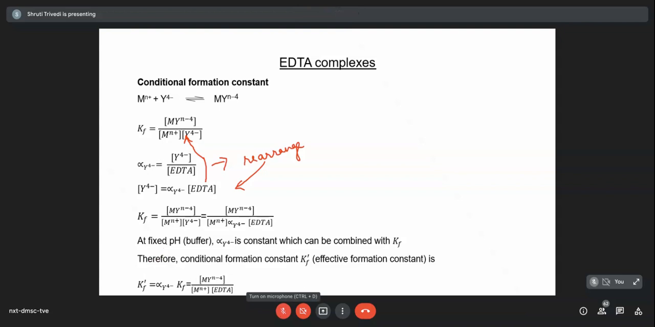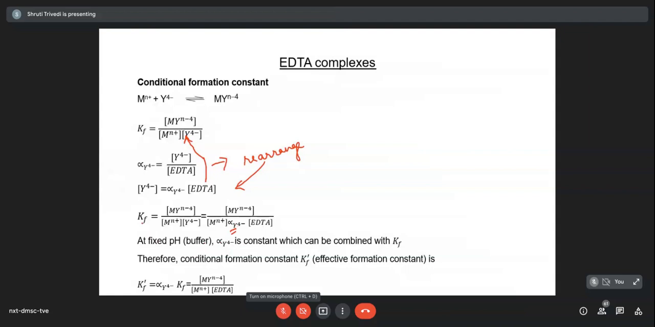If you have a fixed pH buffer, as I told you, since you have different kinds of species of EDTA in the solution, you need to maintain the pH of the solution. You can achieve this by adding a buffer. If you have a buffer, this alpha is going to be constant, because if you fix the pH, you know what the fraction of this species is. So basically this alpha is going to be constant, right?